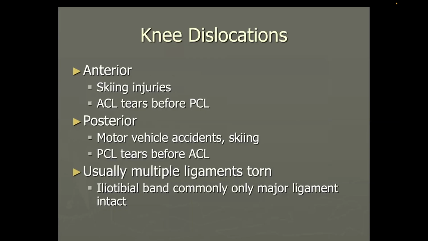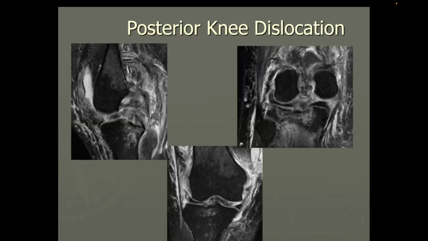That brings us kind of to knee dislocations now that we've covered ACL, PCL, MCL, posterolateral corner injuries. Again, these can be common skiing injuries. You can get bicruciate injuries, motor vehicle accidents, multiple ligaments torn. Here's just some examples of what that might look like.